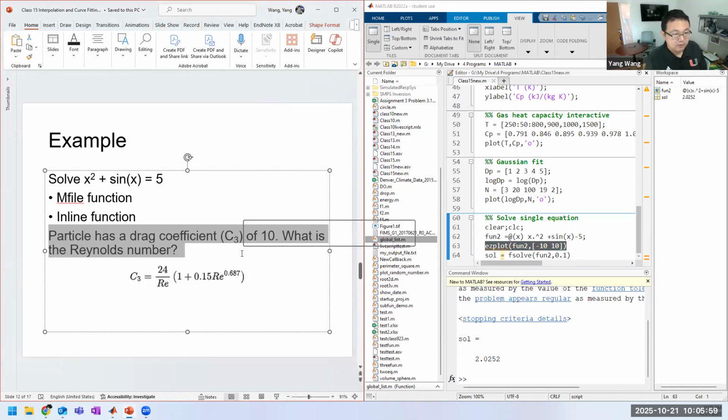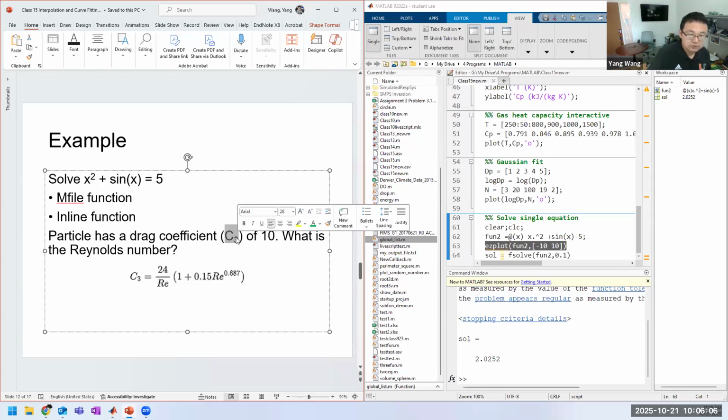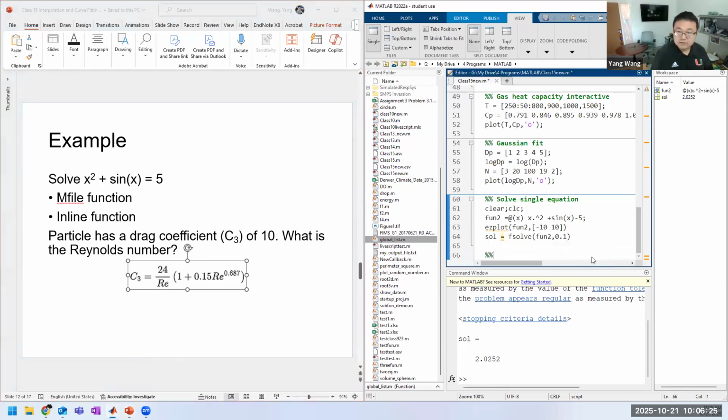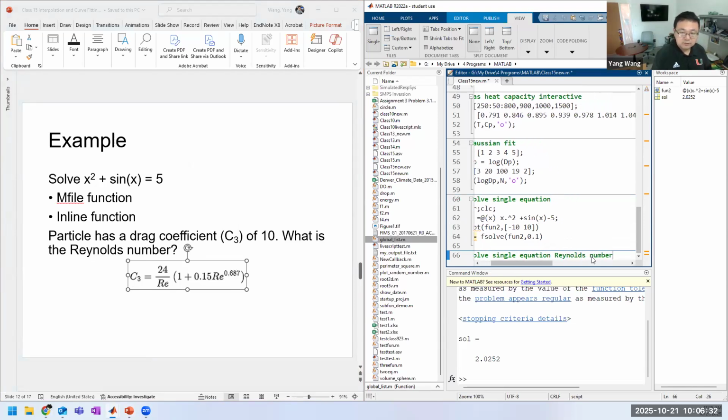Okay, so this is an application. For example, we're talking about the particle drag or an object drag, right? So then there's a drag coefficient. Here is the C_D term. There are different drag coefficient forms. It turns out that through the calculation, you find out that the drag coefficient is 10. And then what is the Reynolds number? This is a single equation, so there's really no way for us to solve for the Reynolds number analytically based on the function. So then solve single equation for the Reynolds number.